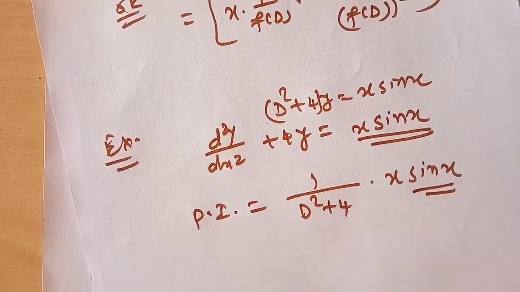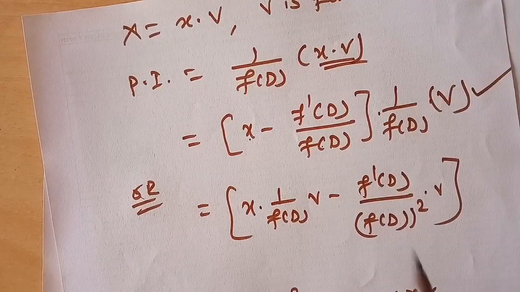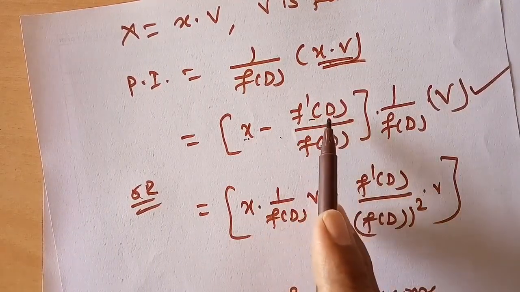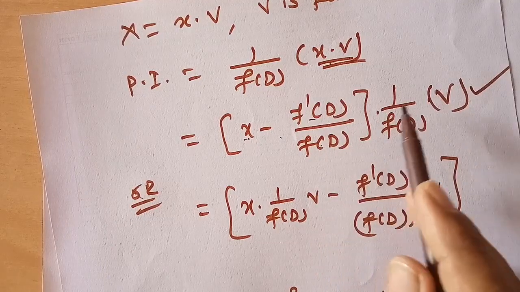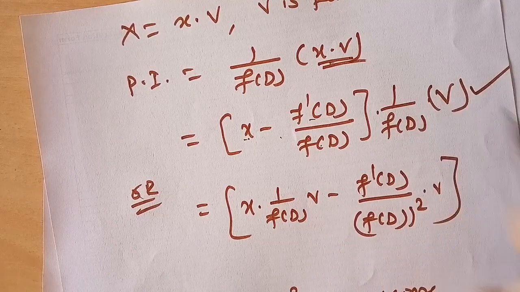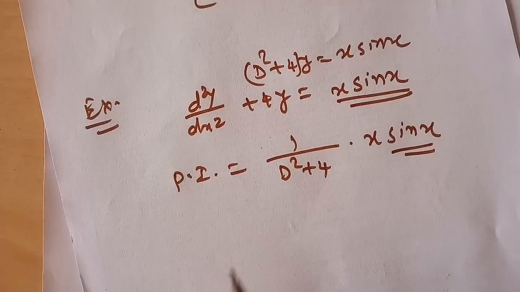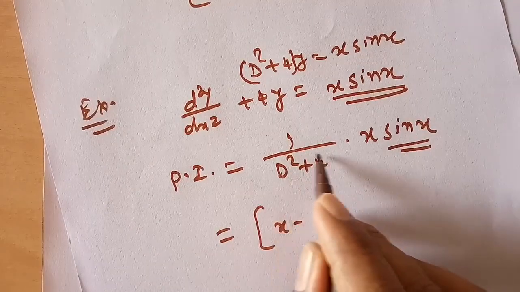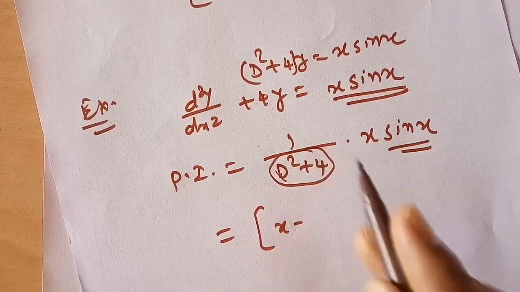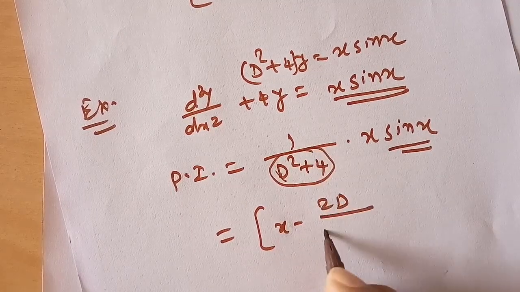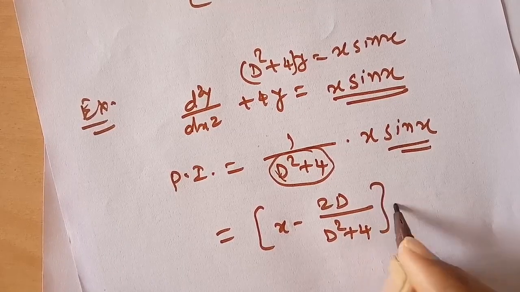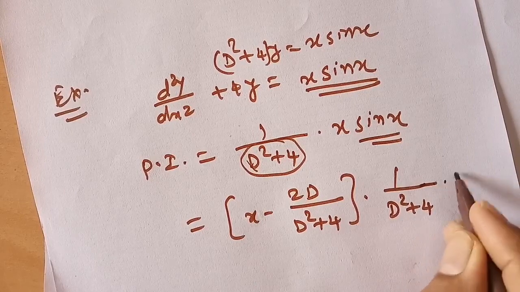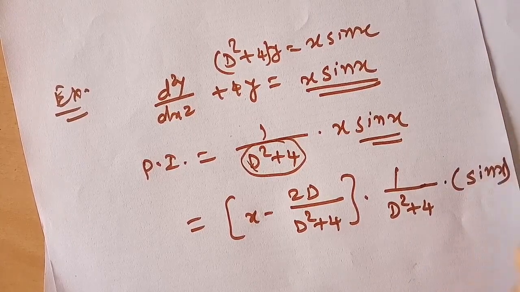Now here is x into sin x. This is a function of the form x into v. If x into v is there, then the result is x minus f'(D) divided by f(D), into 1 upon f(D) into sin x. Here I will write x minus its derivative f'(D), which means we have to find the derivative of this: 2D divided by D² + 4, into 1 upon D² + 4 into v. V is our sin x.